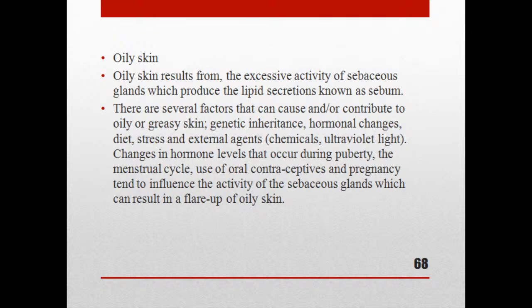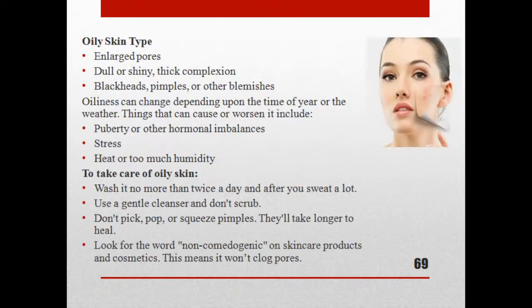chemical, ultraviolet light. Changes in hormone levels that occur during puberty, the menstrual cycle, use of oral contraceptives, and pregnancy tend to influence the activity of the sebaceous glands, which can result in oily skin. Oily skin, enlarged pores, dull or shiny thick complexion, blackheads, pimples, or other blemishes.